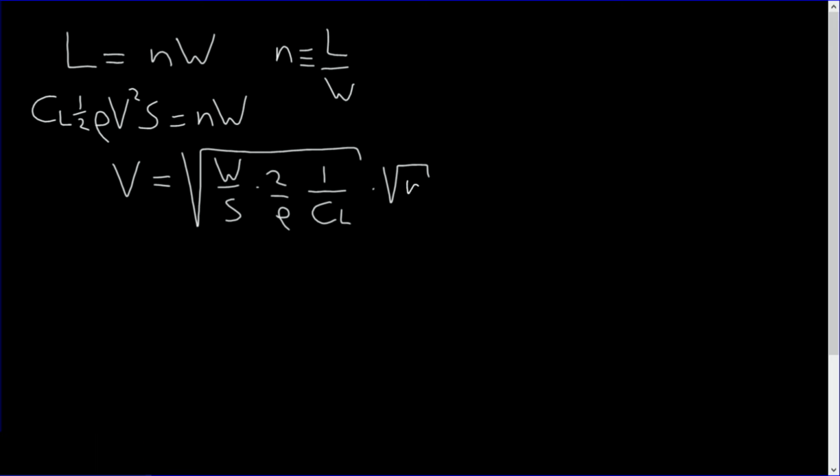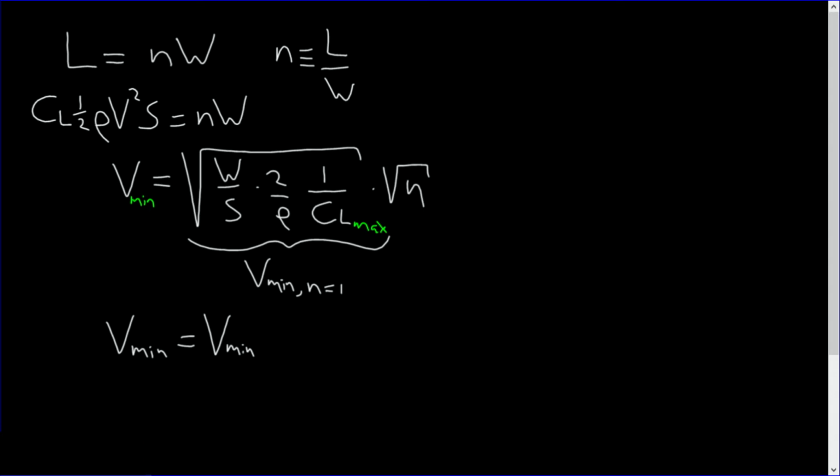Now, if we're interested in calculating the minimum airspeed, we know we have to fly at the maximum CL. And this will give us the minimum airspeed. Now, what is interesting to see is that this part of the equation is the minimum airspeed we already knew for cruise flight conditions in which n equals 1. So what does this tell us? The minimum airspeed is now the minimum airspeed at load factor 1 multiplied with the square root of the load factor. So what does this look like in our diagram, where we have load factor on the y-axis and airspeed on the x-axis?